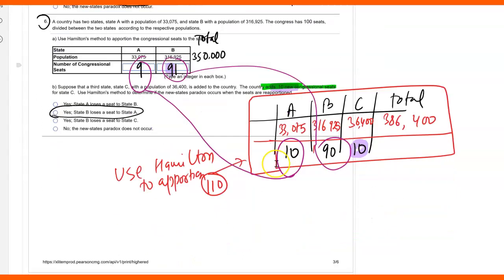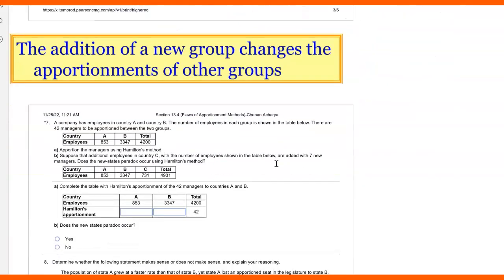Make sense? Alright, question 7 is also new state paradox. I did 2 questions for new state paradox, and you guys finish this question yourselves as well.